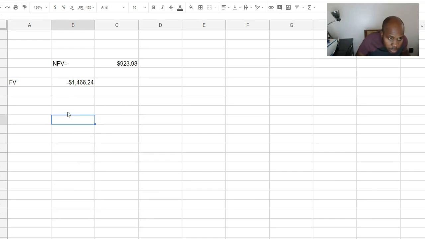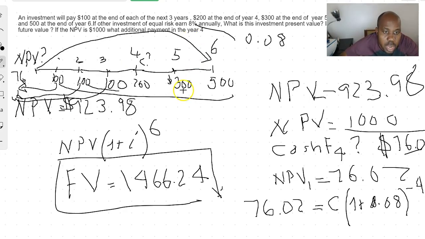There it is. So the future value in this case will be 103.42. Which means I will need to add an additional $103.42 in order to have 1,000. That's basically the way to solve it.